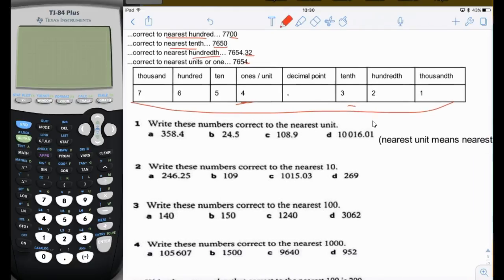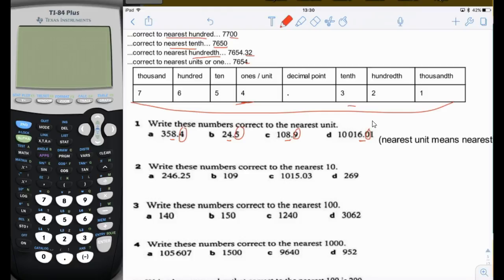Write these numbers correct to the nearest unit. Nearest unit would mean we want to keep the 8 as the last number, the 4 is the last number, the 8 is the last number, and the 6 is the last number. And again, we just look at the number immediately to the right of the decimal point to decide if we're going to round up or down.